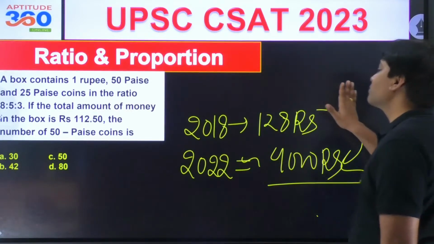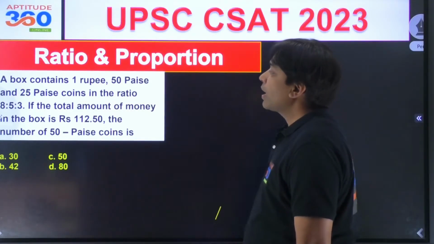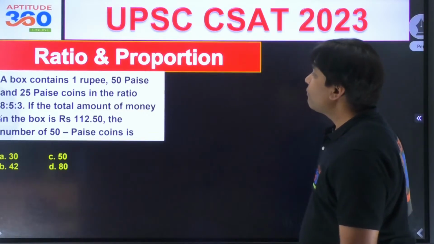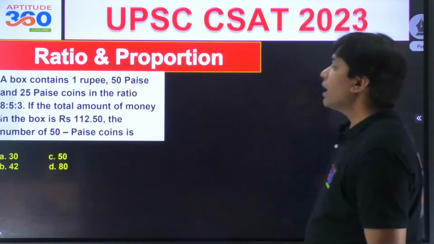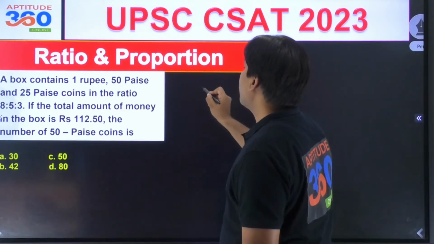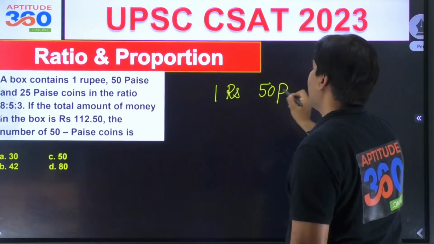Let me simplify this problem. A box contains 1 rupee, 50 paisa and 25 paisa coins in the ratio of... what do I have to do to simplify this problem? You see, the coins are in the ratio, I have got 1 rupee and then 50 paise and then 25 paise.